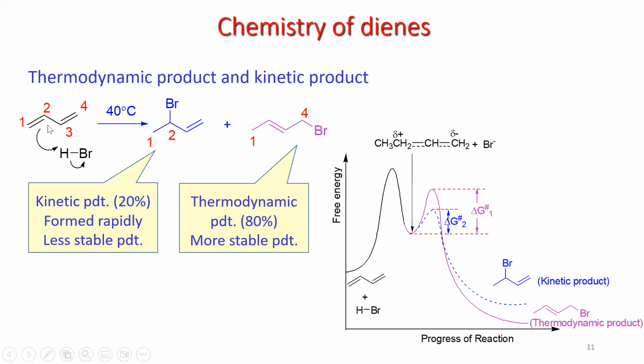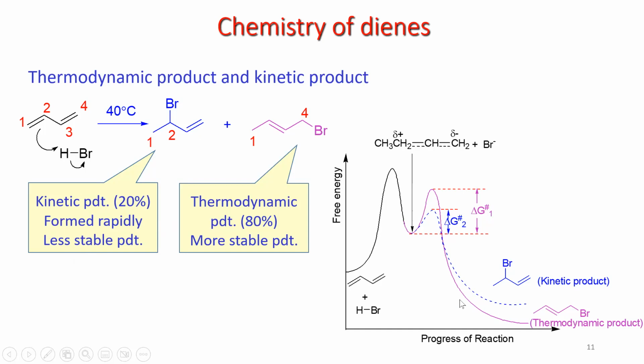Now, when the reaction is taking place like this, the 1,2 addition product is this one, and the 1,4 addition product is this one. We call this 1,2 addition product the kinetic product. This amount of the kinetic product is there, but it is formed rapidly, but less stable. Less stable because the double bond is less substituted, right? But it is formed rapidly. Why? You can see when the reaction is taking place like this.